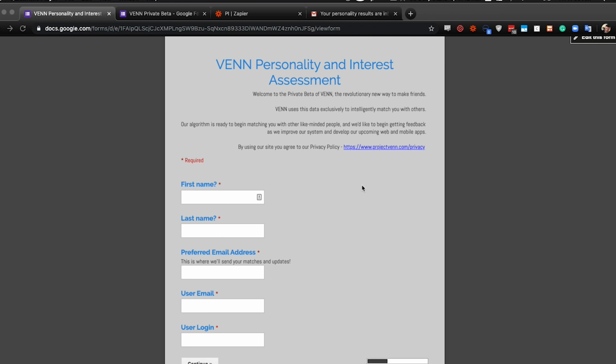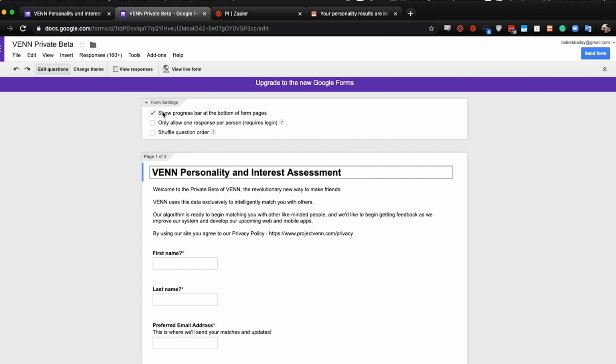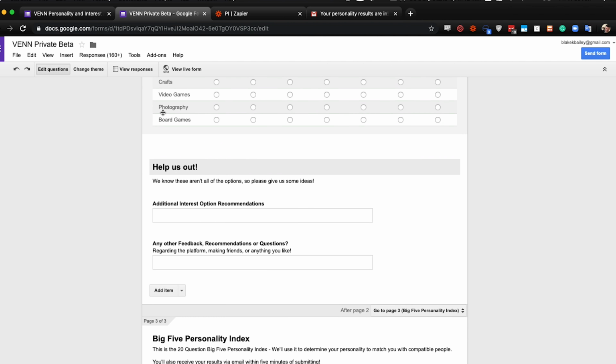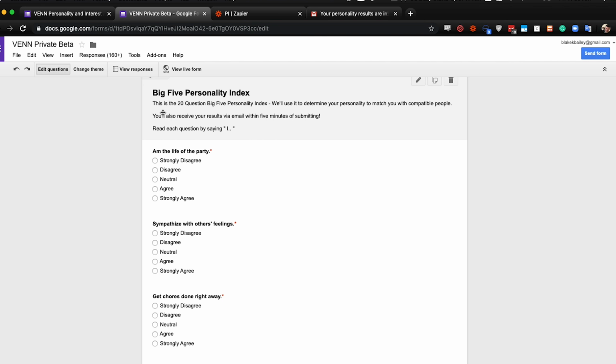This is where people would fill out their basic information. And this is what it looks like on the back end. As you can see, people were able to fill out their basic information, their interests, their hobbies, and then also fill out their Big Five personality index. For this example today, this is really the most important part.